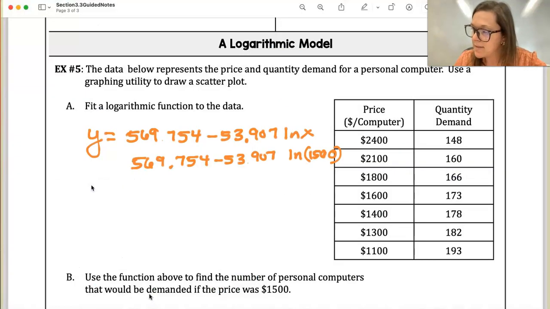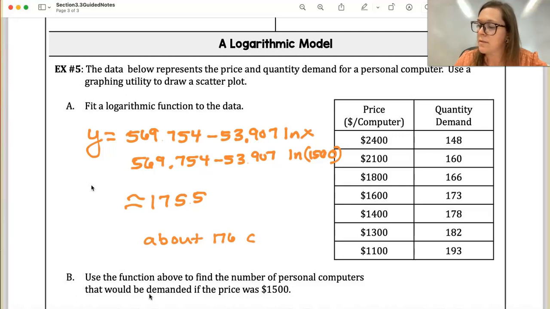So we get about 175.5, which we would then round to about 176 computers for your part B. This is your part B answer.